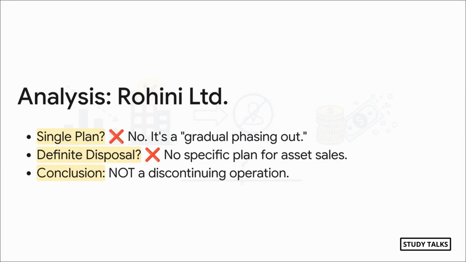Okay, let's break it down. Step 1. Do we have a single, coordinated plan for disposal? The answer is no. And the keywords that give it away are gradual phasing out. Remember that? That was right on our exam trap slide. A slow wind down is not the same as a concrete plan to sell or abandon, so it fails the very first test. We don't even have to look at steps 2 and 3. The verdict is in. This is not a discontinuing operation.